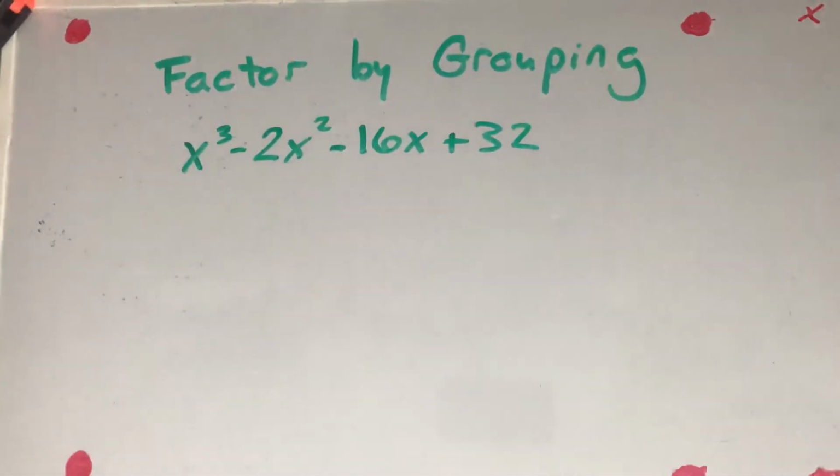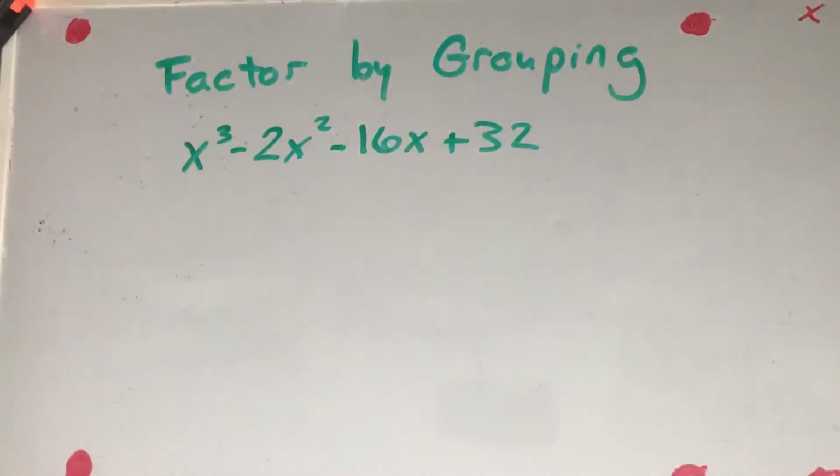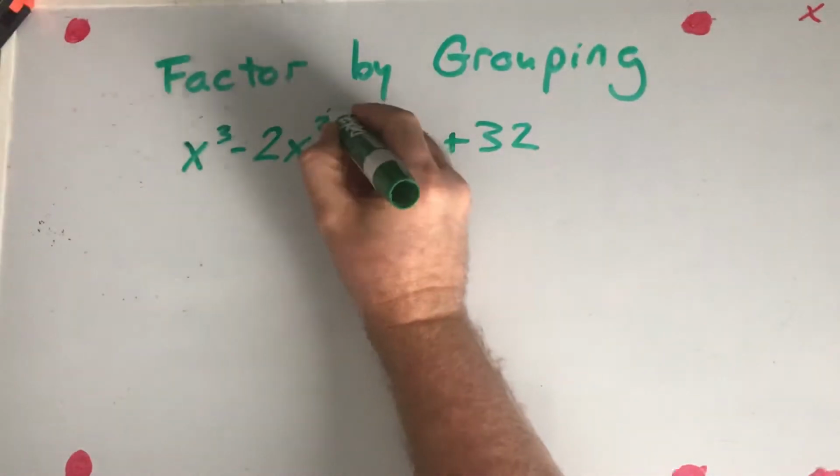All right, guys, we are going to factor by grouping, okay? We have an expression here where nothing is yet grouped. Nothing is yet factored out. So we're going to factor this quadnomial, okay, by chunking it or grouping it.